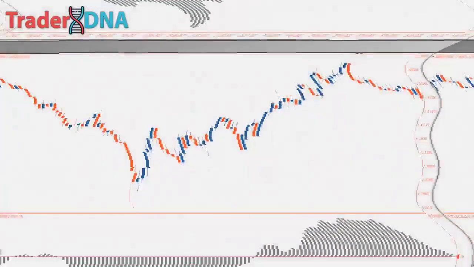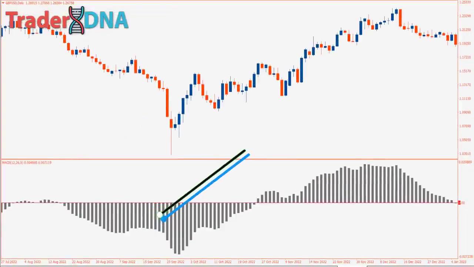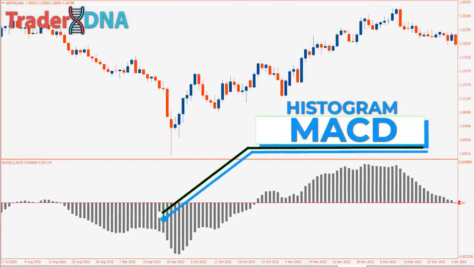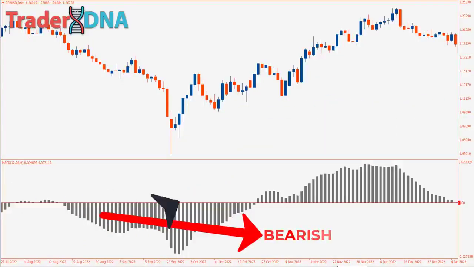The first step is to determine the current trend. This can be done by observing the MACD histogram. If the MACD histogram is below zero, then the current trend is bearish. And if the MACD histogram is above zero, then the current trend is bullish.